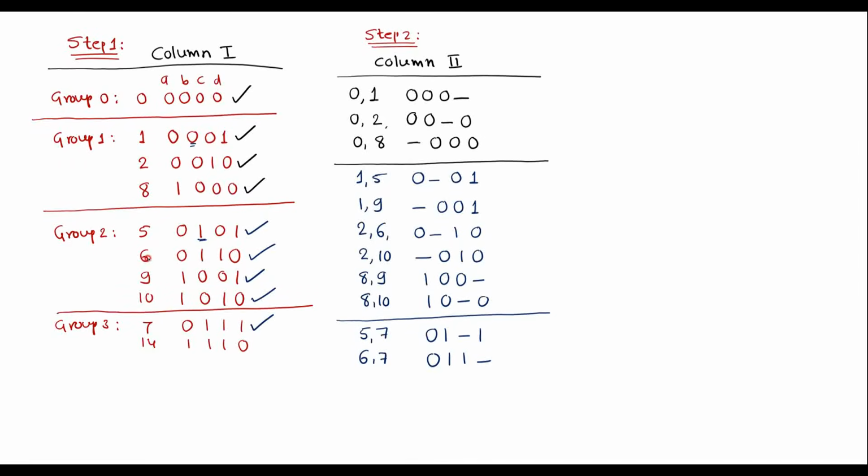Similarly, I will compare 6 with 14. So in 6 we have 0, 1, 1, 0. In 14 we have 1, 1, 1, 0. It differs in the MSB bit. So I will consider 6 and 14. The MSB bit differs: dash, 1, 1, 0. So I will put a check mark to 14.